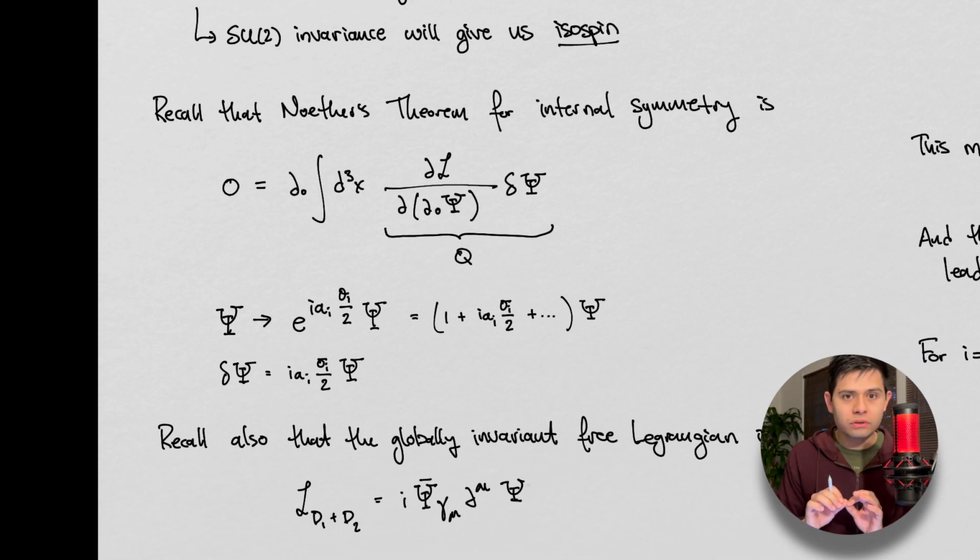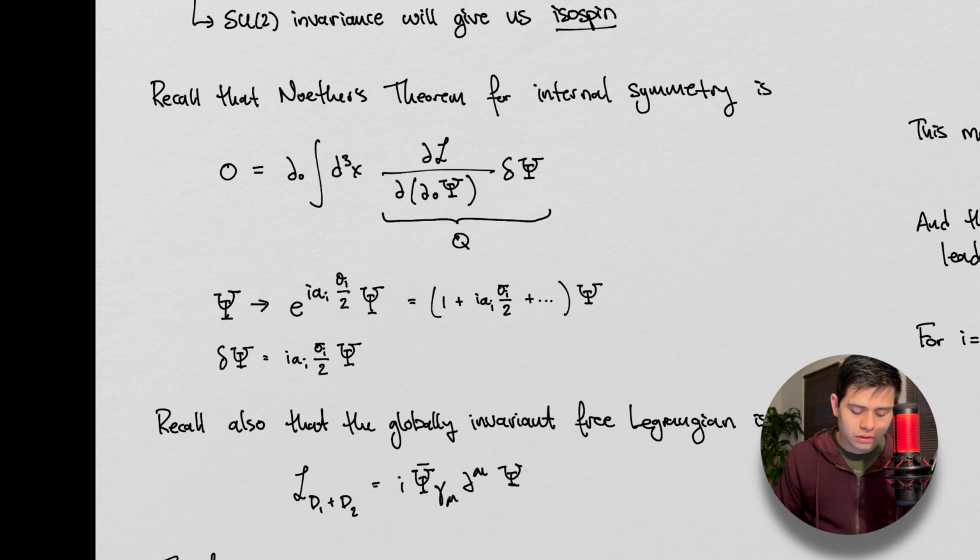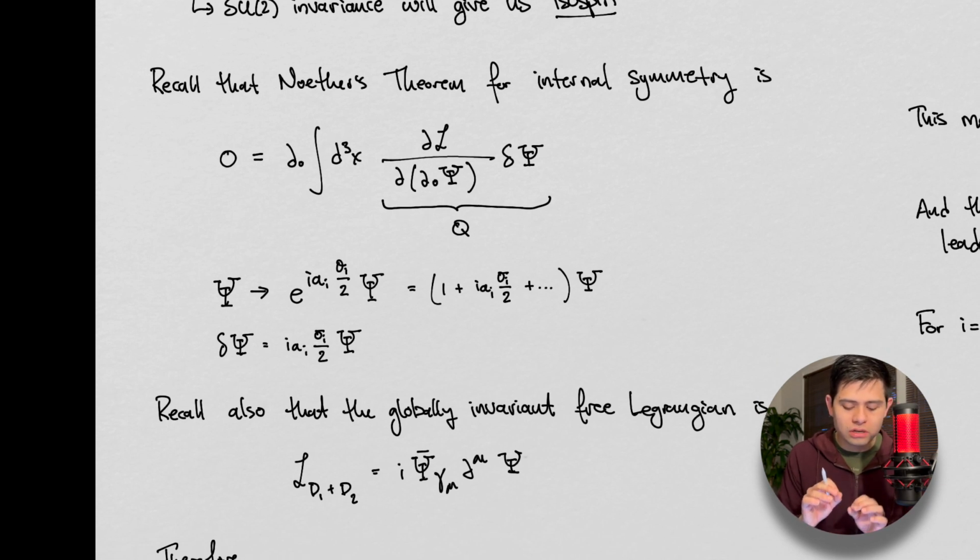The first thing we want to do, this is going to be a relatively short video. There's going to be no exclusive content on this. The first thing we want to do is recall that Noether's theorem for internal symmetry looked like this. And Q, which was our conserved quantity, looked like this.